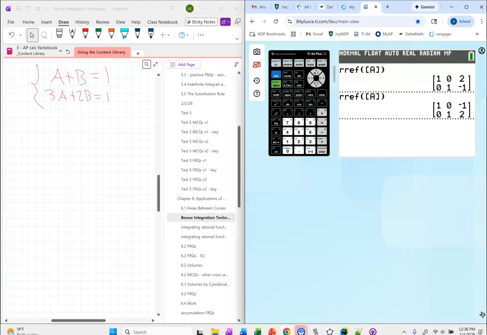So this output, this matrix, tells me my answer. If I read each row as an equation, the first row says 1a plus 0b is equal to negative 1, so a is negative 1. The second row says 0a plus 1b is equal to 2, so b is equal to 2. Is everybody okay?